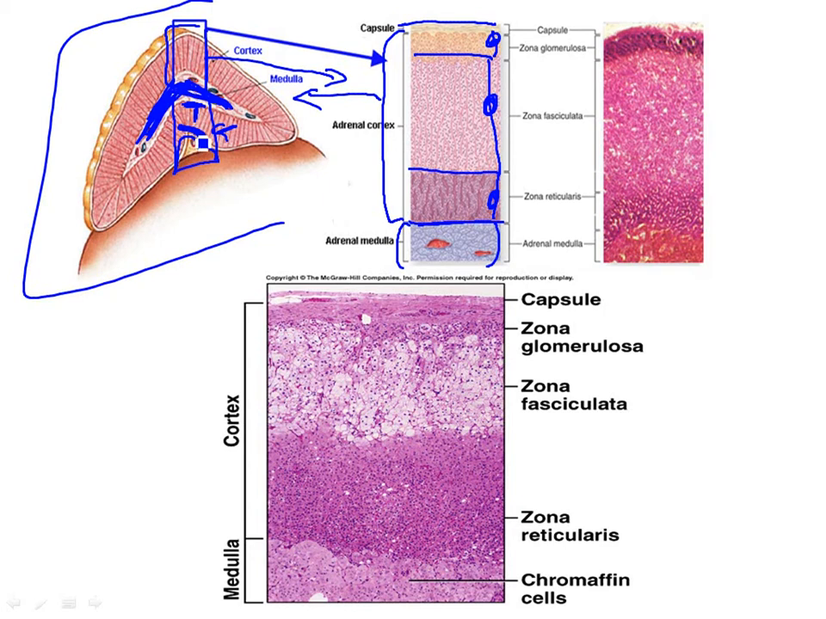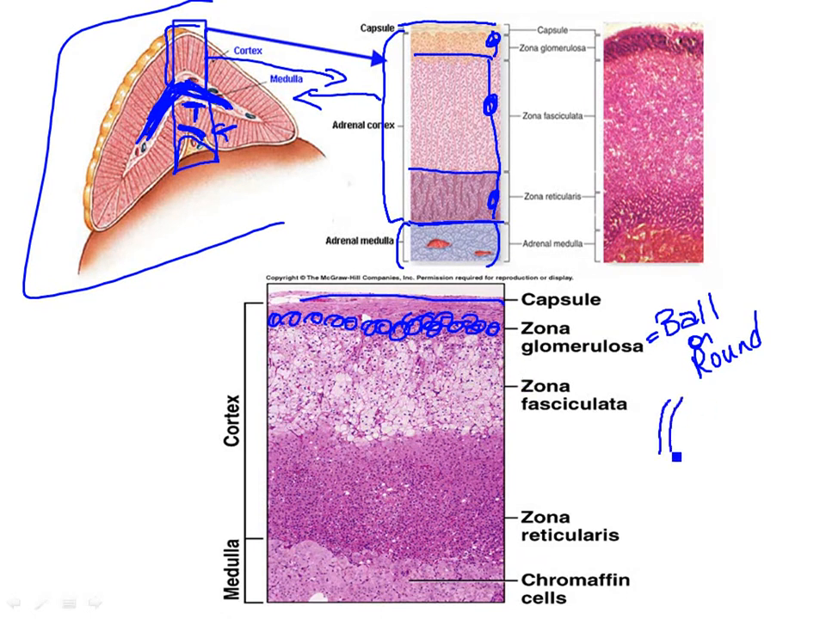Now you can also see here a little bit of the histology, how these appear when you look at these different layers in the microscope. So once again, the outermost capsule, and the glomerulosa. Glom means ball-like, so when you see G-L-O-M, think ball or round. You will see that you have clusters of cells that appear somewhat all wadded up into balls. A fascicle is a long tubular structure.